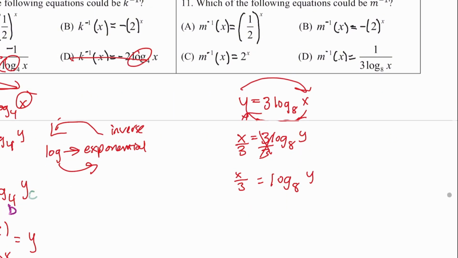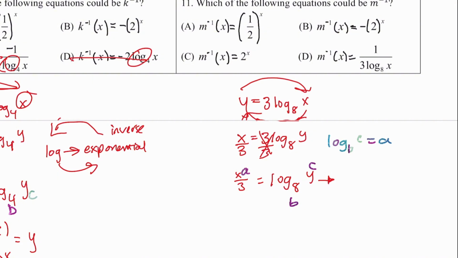Now we can change this into exponential form. This right here is A. This is B and this is C, because log base B of C is equal to A.